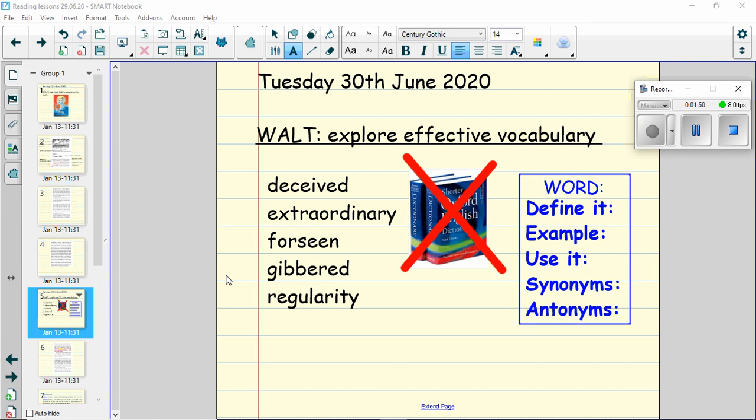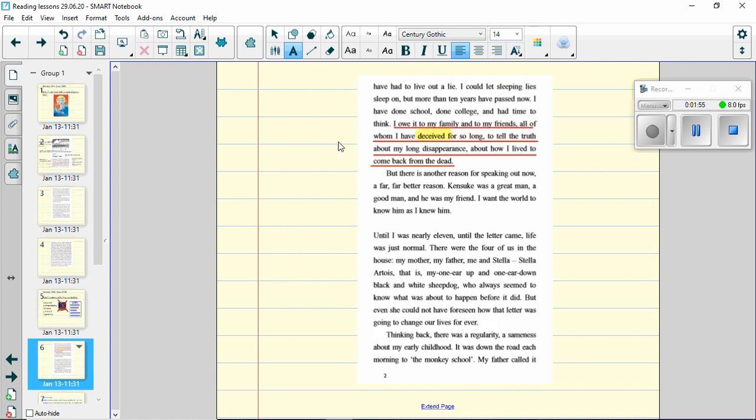So I have chosen the word deceived. Okay, so the first one from the list. So what I've done is I've highlighted it in the text there, as you can see, and then I've also underlined the sentence that it is in, so it makes it easier for me when I am doing the different parts to do with the word. So when I'm writing the sentence, I can quickly see it. So the word deceived, let's read the sentence around it. I owe it to my family and to my friends, all of whom I've deceived for so long, to tell the truth about my long disappearance, about how I lived to come back from the dead. Okay.